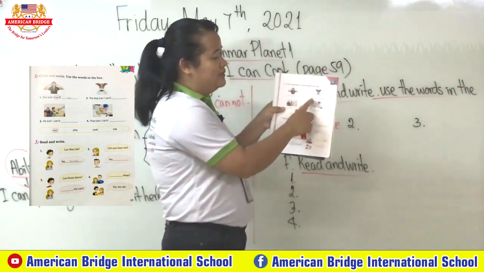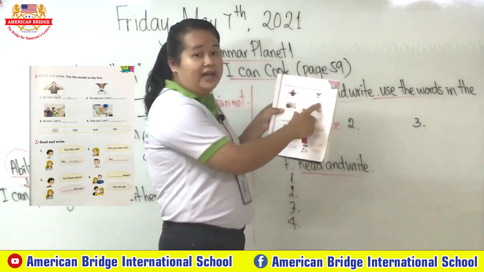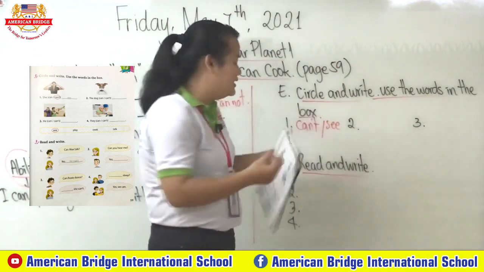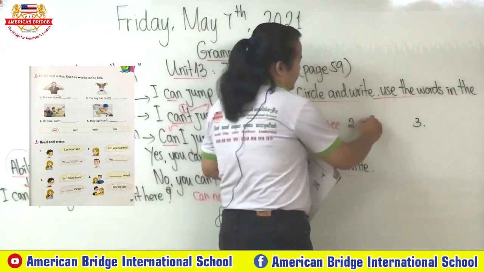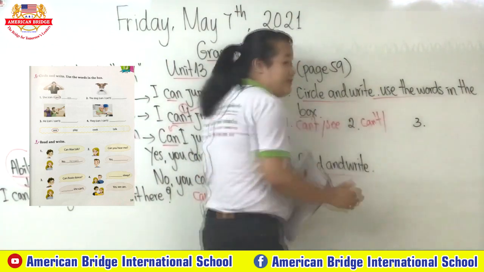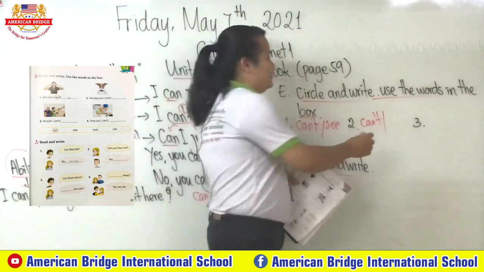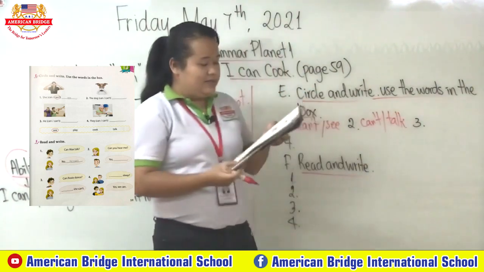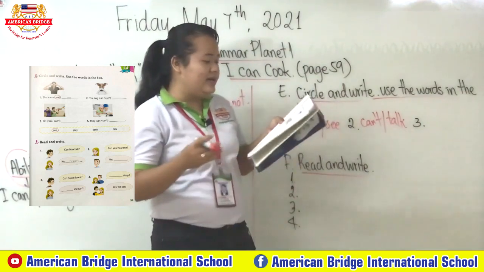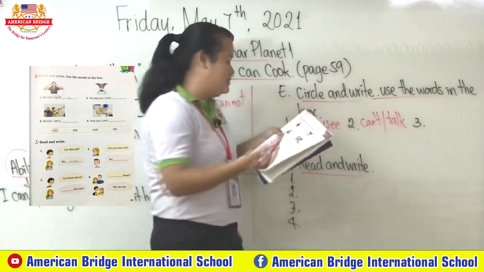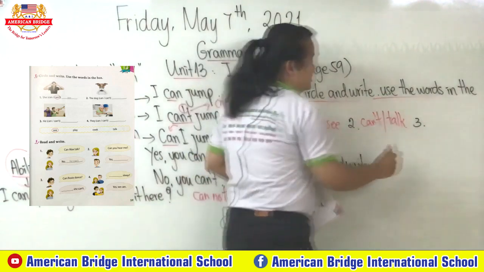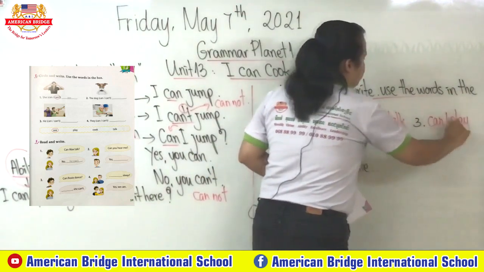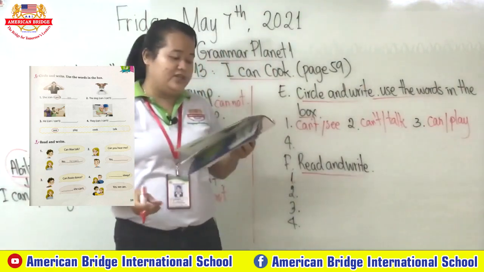And number two, the dog can or can't? Good. The dog can't, right? So the dog can't what, everyone? Can't talk, right? Okay, so we need to write like this. And number three, he can or he can't? Good job. So number three is he can play, right? And number four, the last picture: they can or they can't?